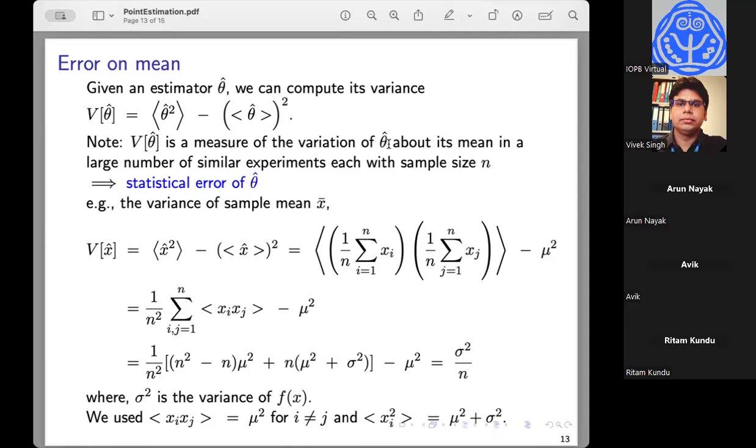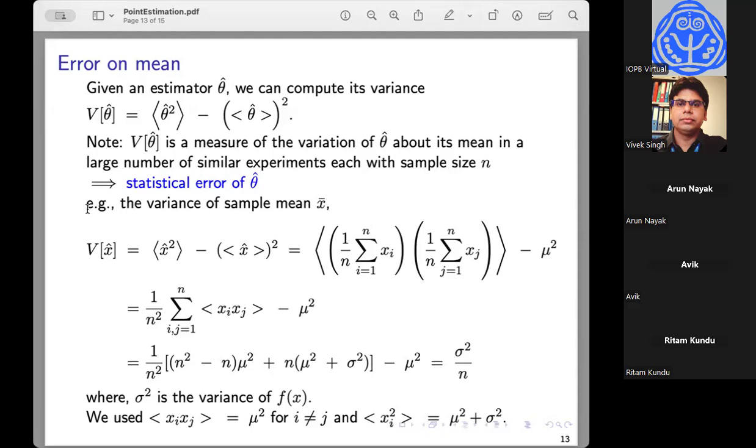The idea is, what is the meaning of this variance? If you perform similar experiments a large number of times, each time with the same sample size, and each time you estimate theta hat from each sample and look at the distribution, the variance that you get is given by this expression, which we sometimes call the statistical error of theta hat.